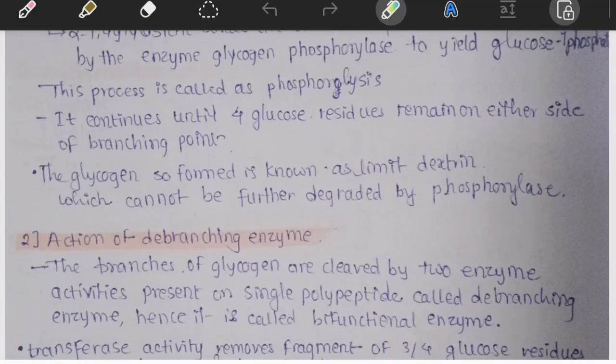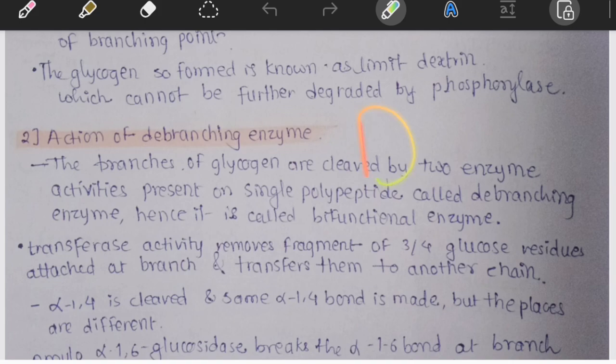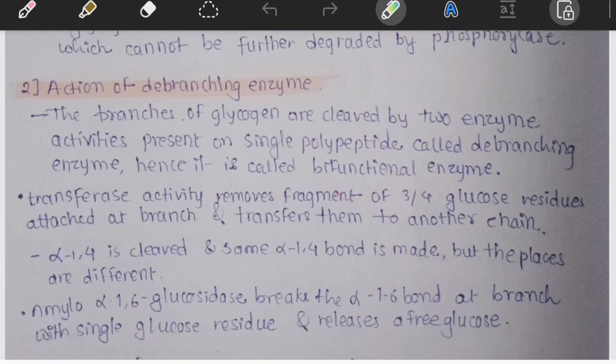In step 2, the debranching enzyme comes in. Now we have a problem: the branches are blocking further breakdown. Who solved this? The debranching enzyme. Here's something very interesting: the debranching enzyme is a bifunctional enzyme. Let's understand the activities one by one. Activity first, the transferase activity. The enzyme first takes 3 glucose residues from the branch and transfers them onto the nearby straight chain.